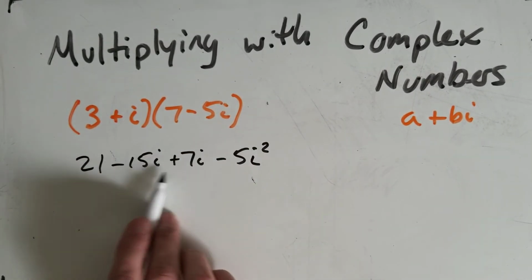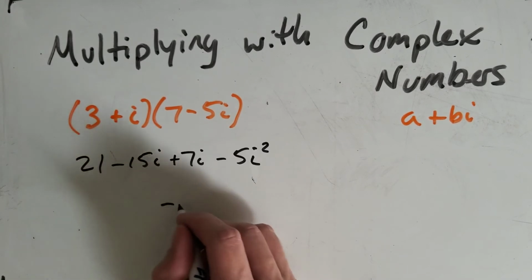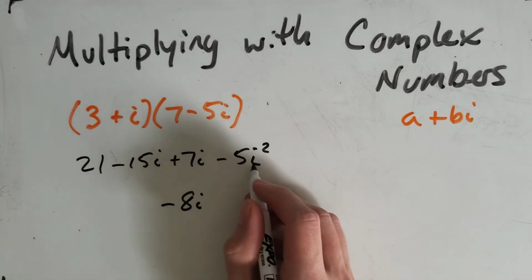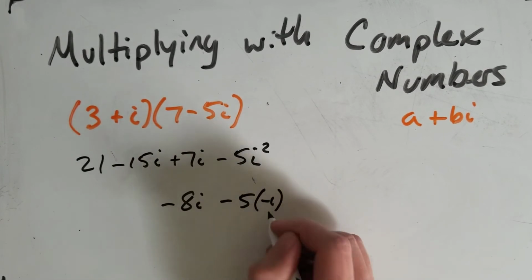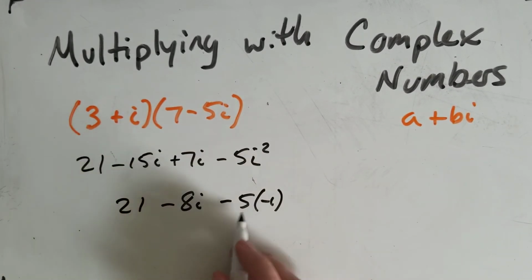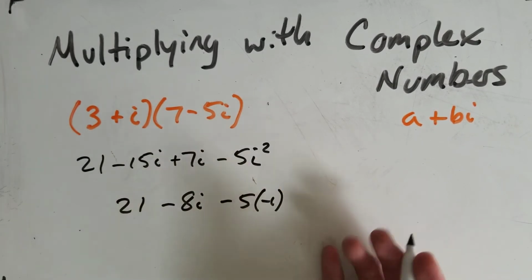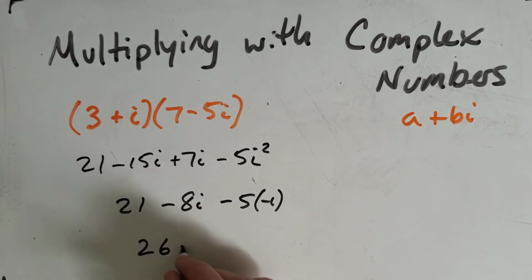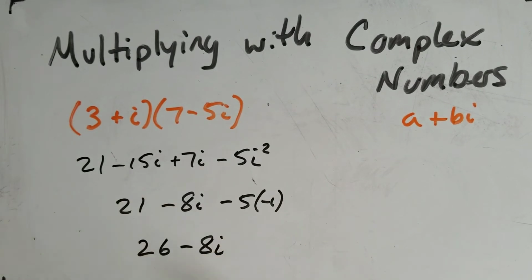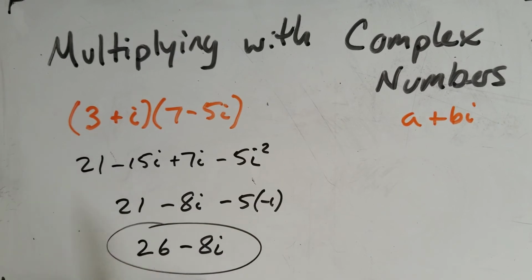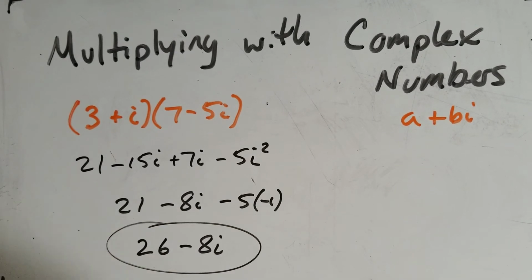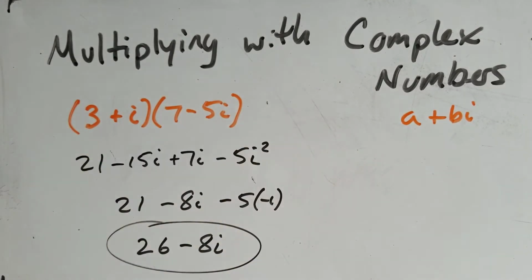So let's go ahead and combine our like terms here in the middle. We have minus 8i. This minus 5i squared is like minus 5 times negative 1, which is negative 5. So you have minus negative 5, which is plus 5. So we should end up with 26 minus 8i, real part 26, imaginary part negative 8, and you're all done. So you just have to be careful with this i squared now because we do know its value.